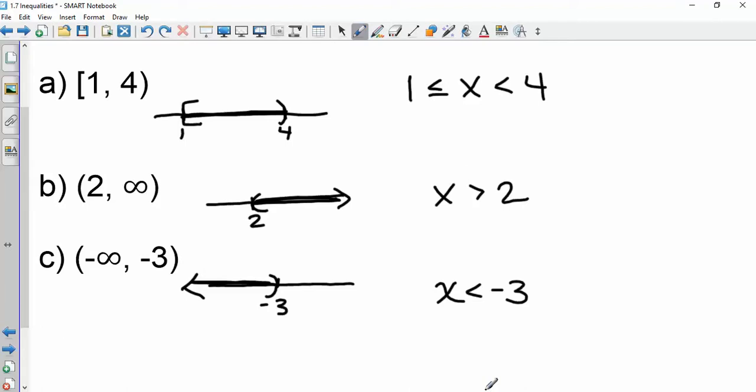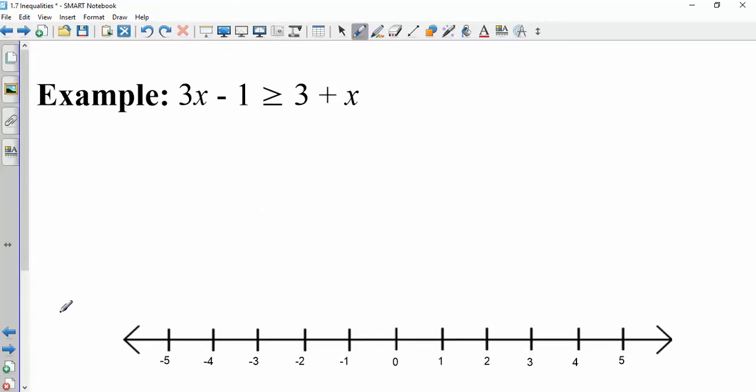So the rest of what I want to do today, we're just going to solve inequalities, and we will graph our final answer and write the interval notation for it. So here is our first one. We'll start out with just a nice linear inequality. How would I solve this?